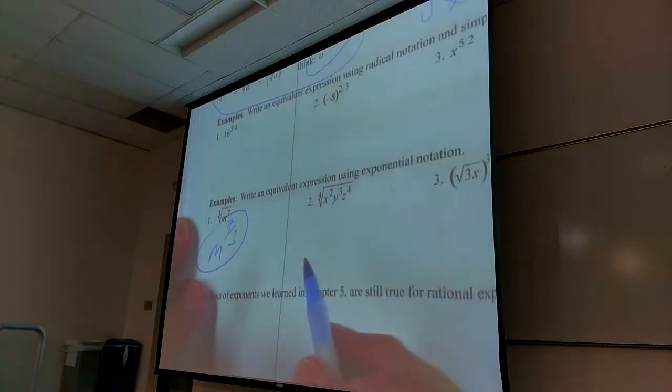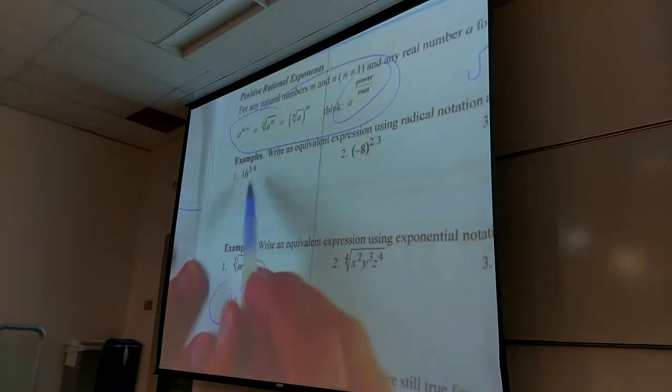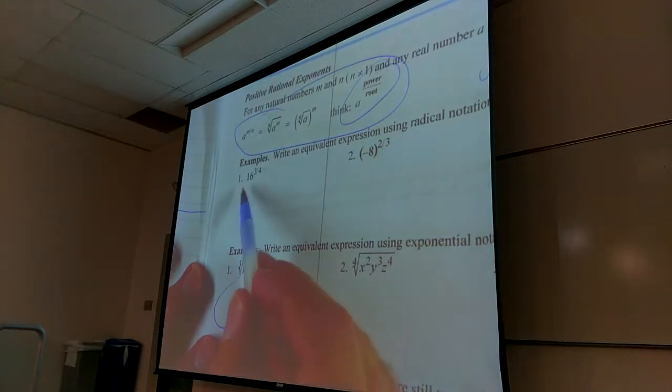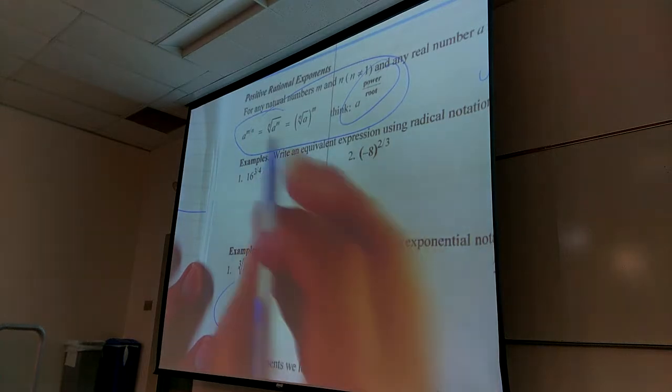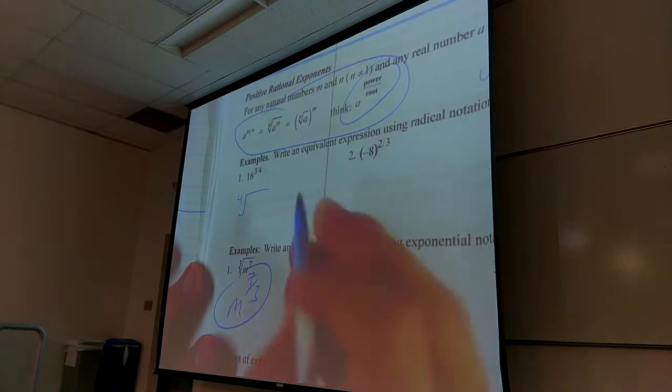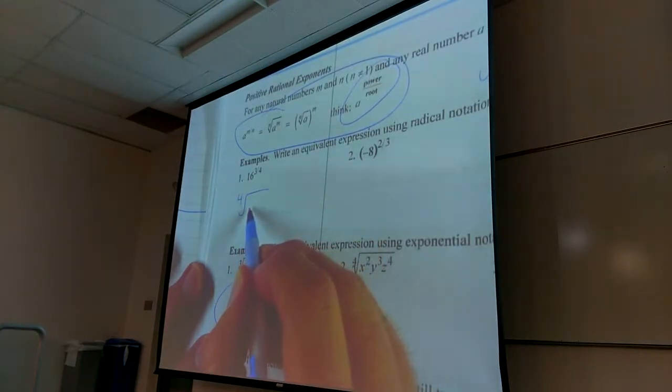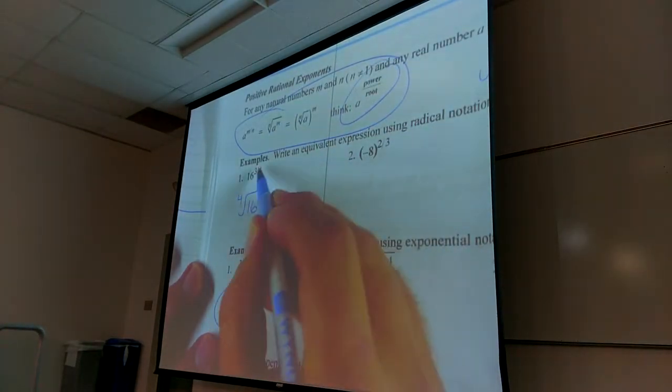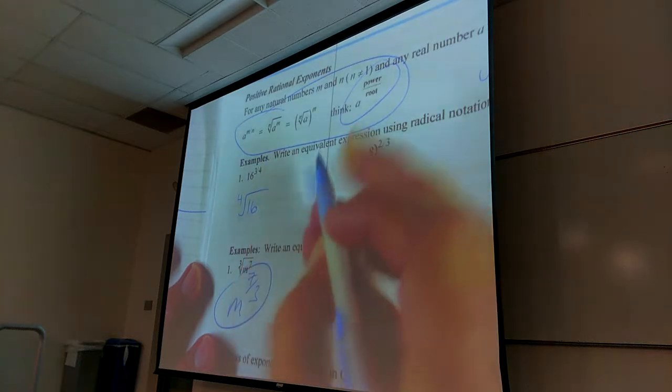Okay. Now let's go back up here for a second. This is going the other way. What's the root on this? 4. So I know it's the 4th root. And of what goes inside? 16. 4th root of 16. And what's the power? 3.